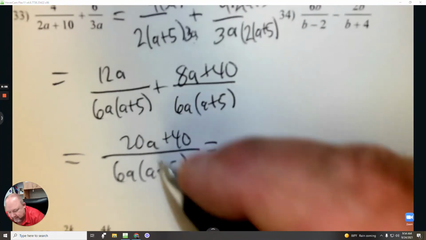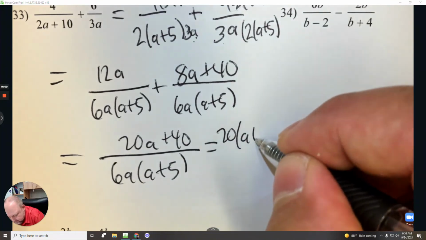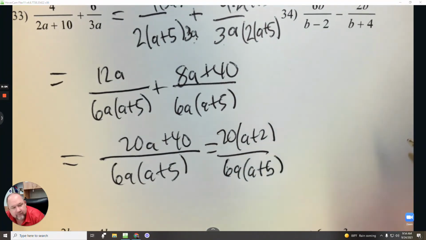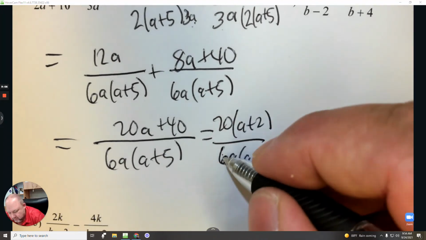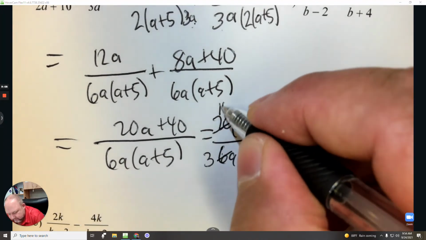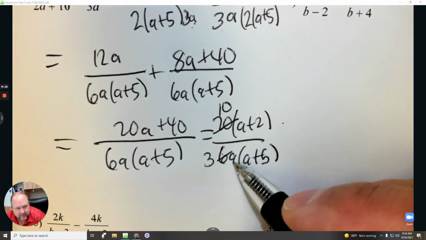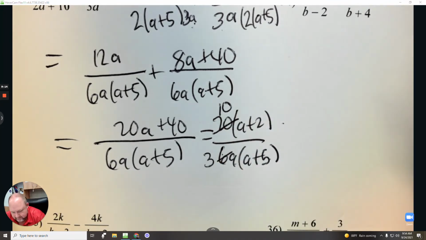I can still factor out a 20. And 2 goes into both evenly. And there's your answer. So it's 10 and this, and 3a and a plus 5. Done. Number 34.